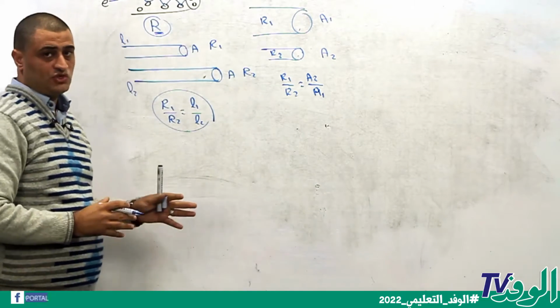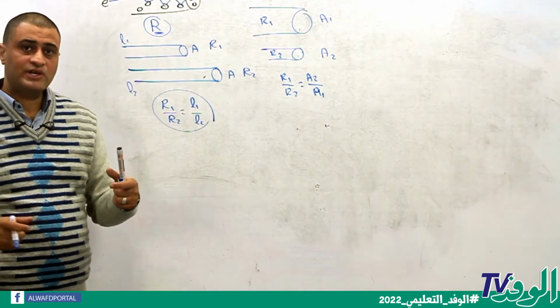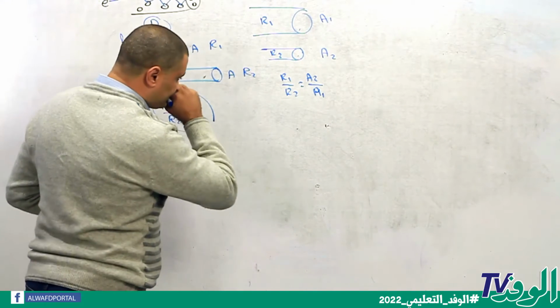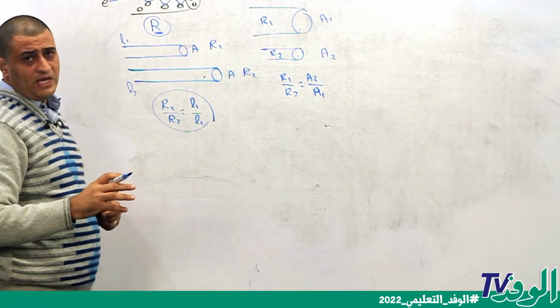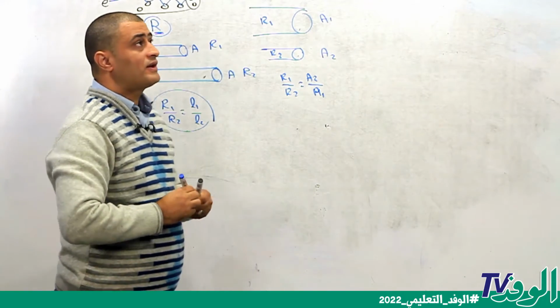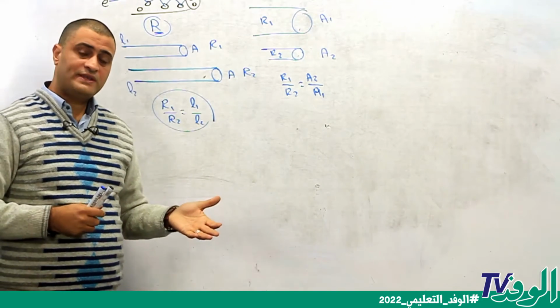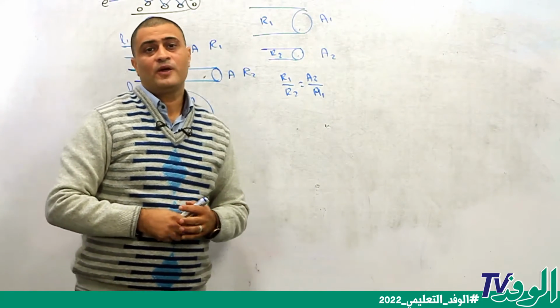This is an inverse relationship. By increasing the cross-section area, the resistance of the wire will decrease. Number three, the type of material. We make electric wires from copper because copper has low electric resistance.